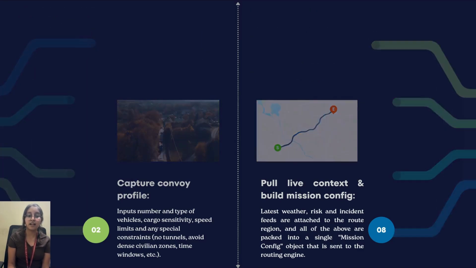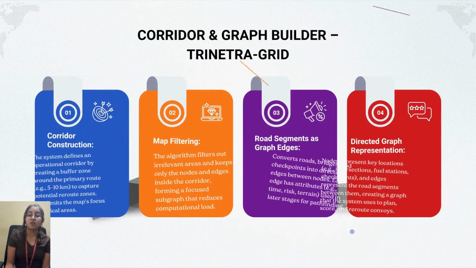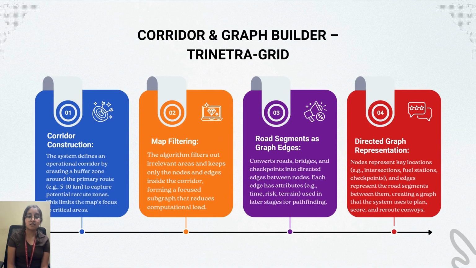Second, we have the routing and grid engine. This component takes the road network and the mission parameters, assigns scores to each road segment using multiple factors, constructs a focused corridor between start and end, and overlays a grid on that corridor. This grid layer allows us to localize anomalies in a very compact way.